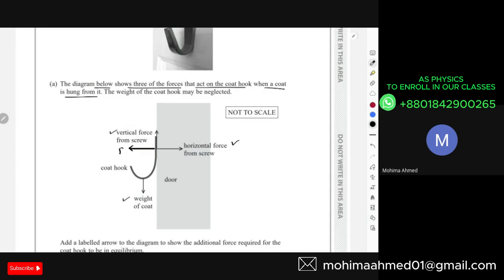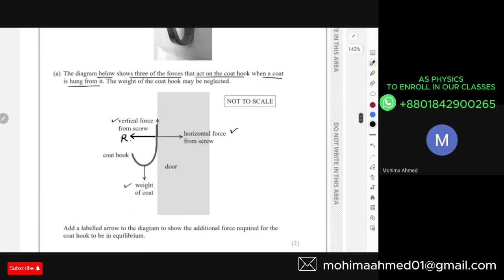So this is your reaction force. I'll just write this as R, okay? In the diagram, you can just write this as R, no problem. This is your reaction force. Now all the forces are balanced. Horizontal force is balanced, vertical force is also balanced.